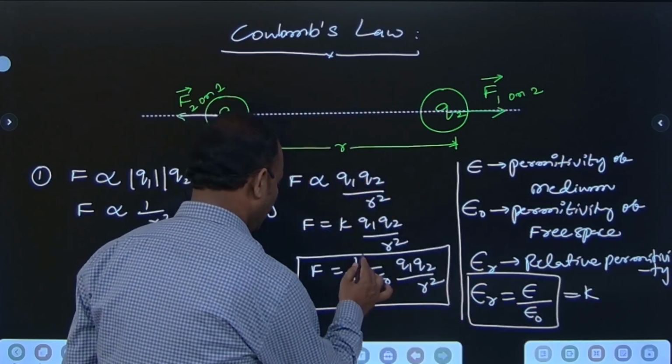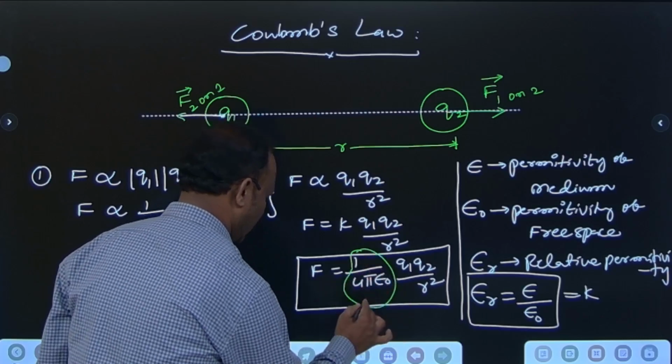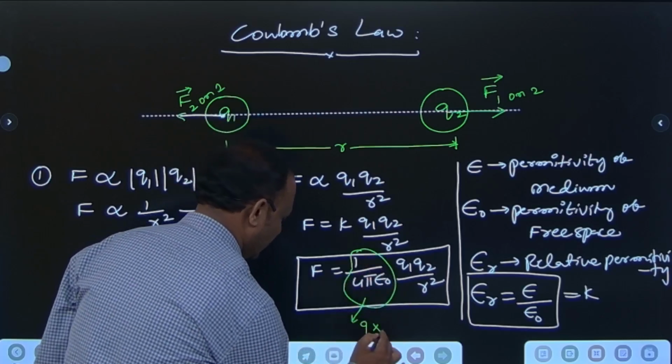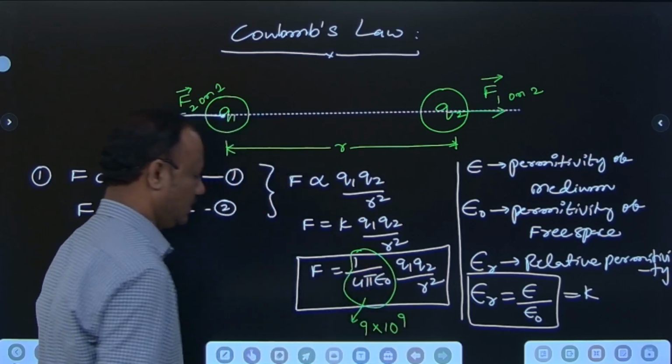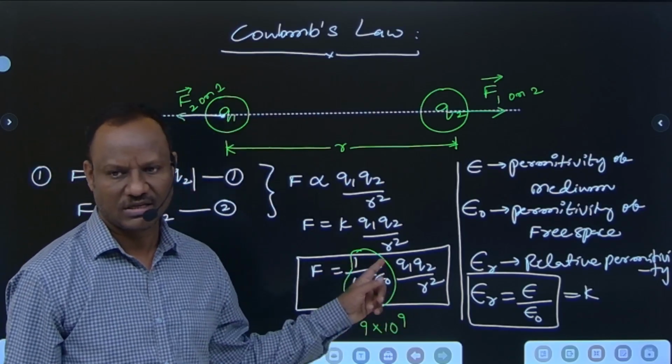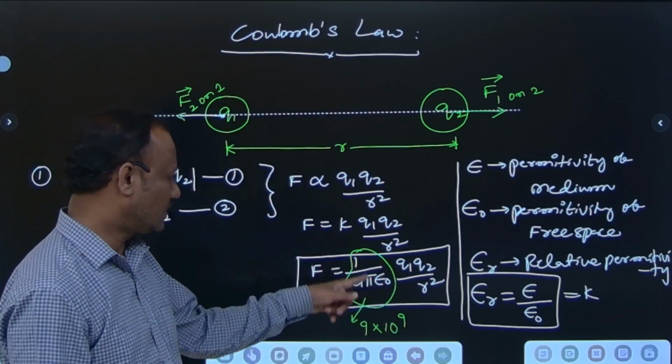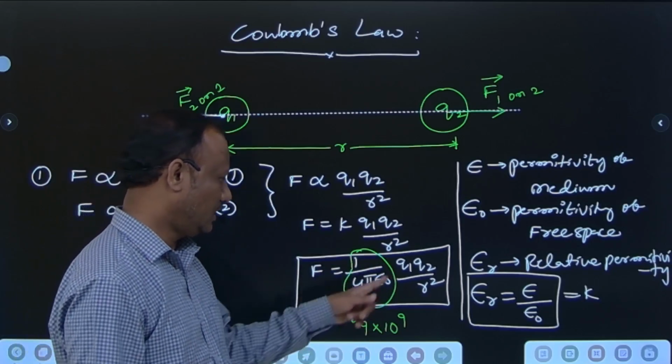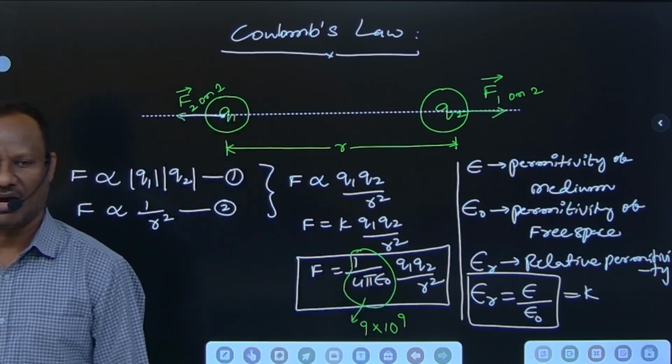Here, 1 by 4 pi epsilon naught has a value of 9 into 10 power 9. So F equals 1 by 4 pi epsilon naught, and in place of that constant, we write 9 into 10 power 9, Q1 Q2 by R square.